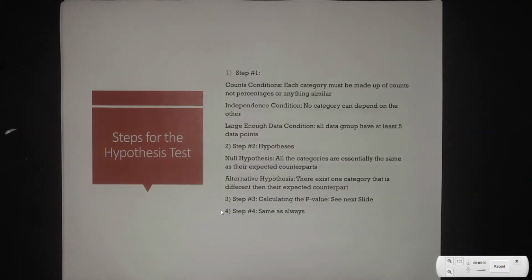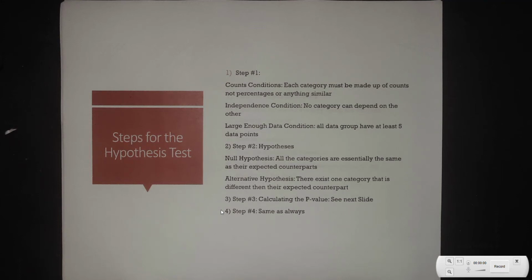So things we want to do here. Just like everything else, it is a hypothesis test. There are four steps in this. Step 1 has its own conditions. It has what's called a counts condition, which says that each category must be made up of counts, not percentages or anything similar. You have the independence condition, that no category can depend on the other. And you have the large enough data condition, where all data groups must have at least 5 data points. I know I'm making an error on that later, but I'll fix it when I get there.